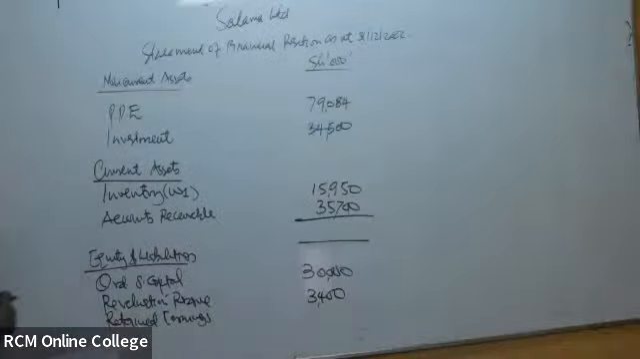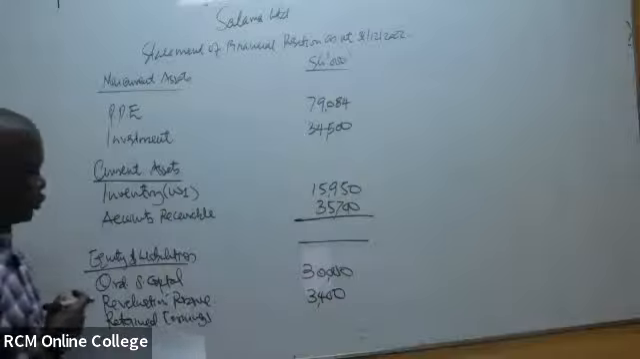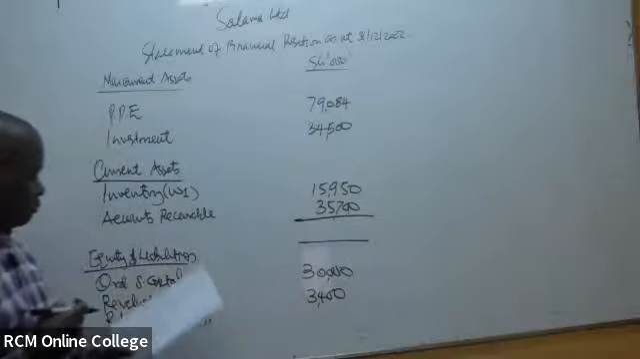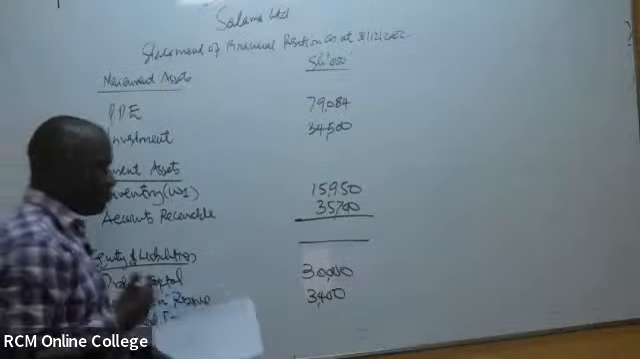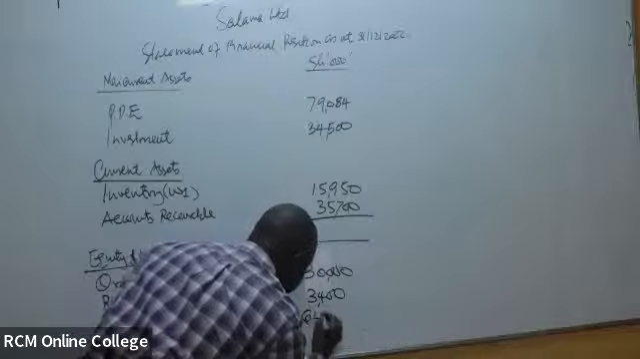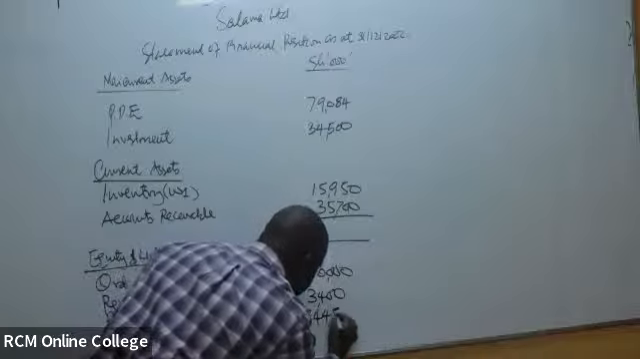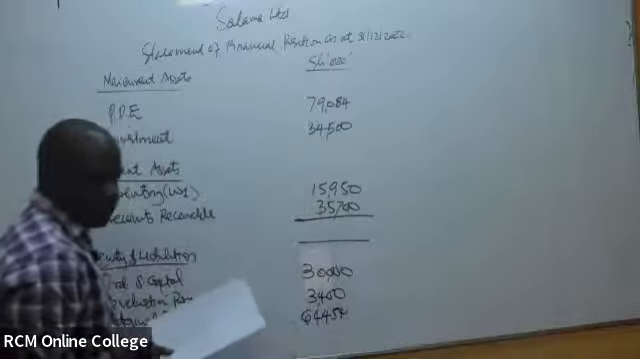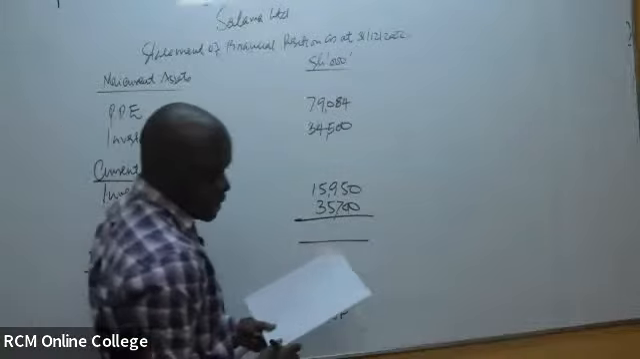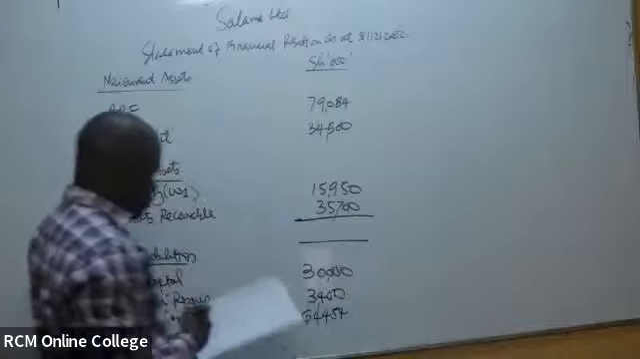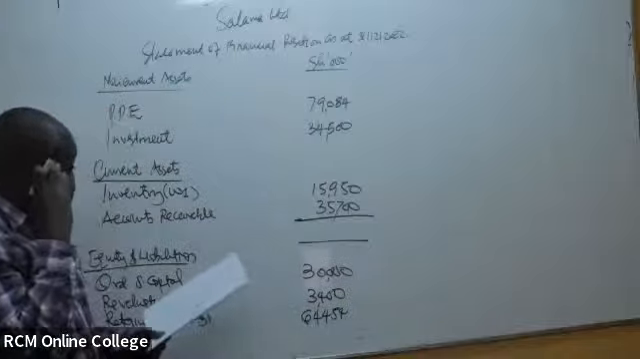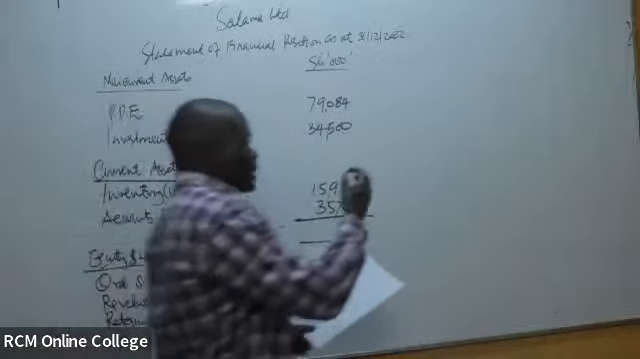For retained earnings, it was coming to how much? It was coming to 64,454. Yes, 64,454. Then we can go now to the non-current liabilities.